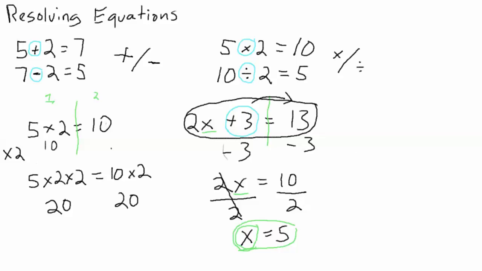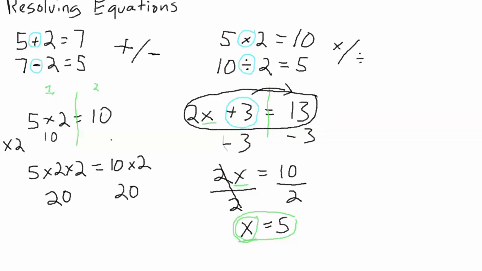So in chemistry, what's going to happen most often is you're going to have some kind of a formula. Let me give you an example of what I mean. In chemistry, we know that density, we'll say D, equals the mass of an object divided by the volume of that object. So D equals m divided by v.